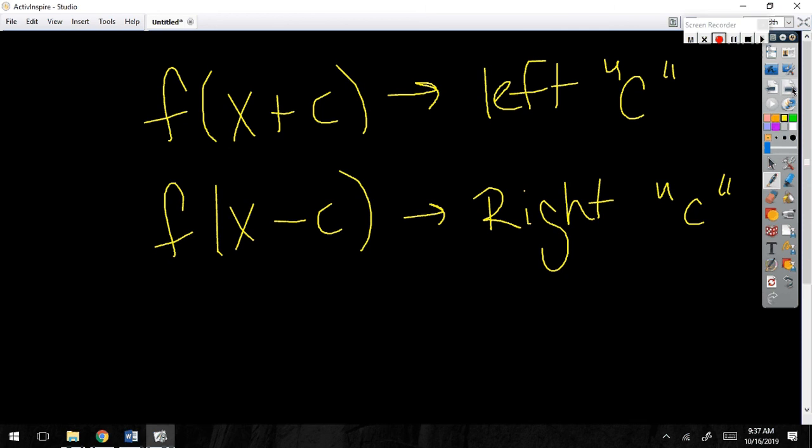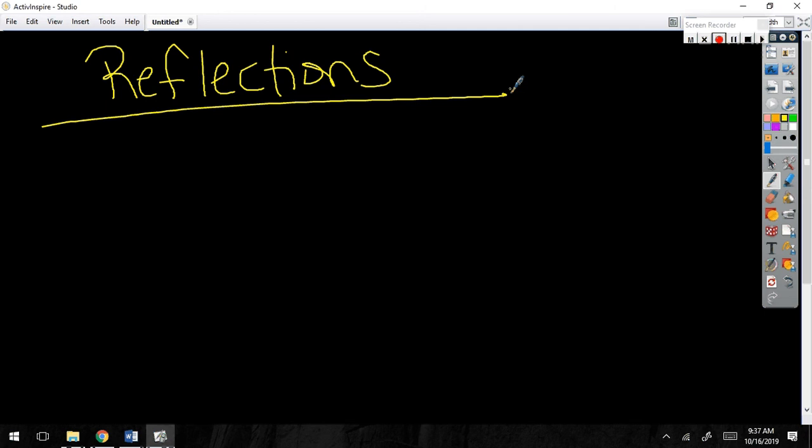All right, let's talk about reflections. All right, so 2 types of reflection. Do you remember what reflection means? If there was a mirror there, you can reflect over y or you can reflect over x, okay? So 2 different reflections. If you change the sign of every x, that means it is a reflection over y.